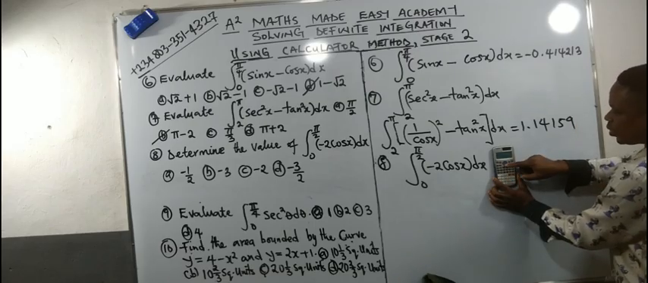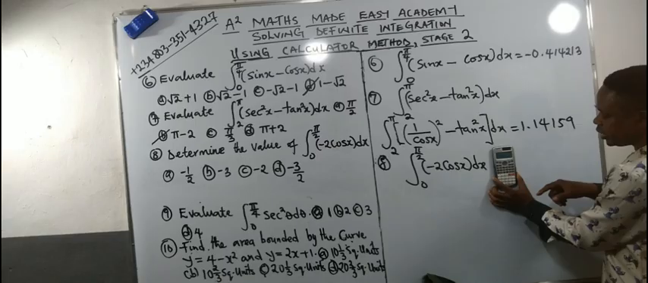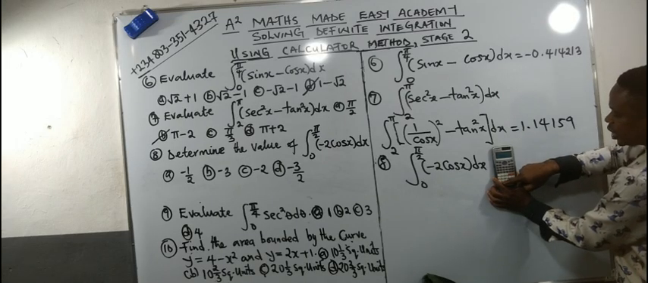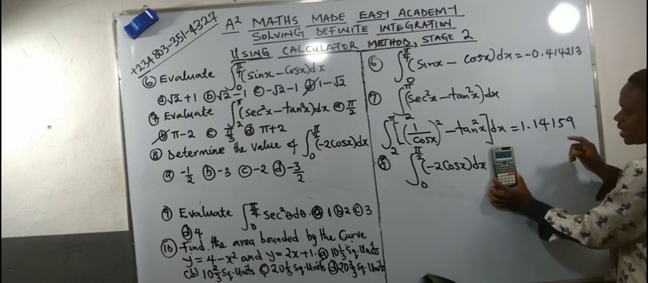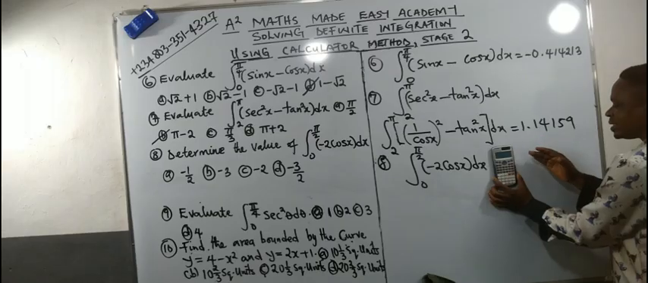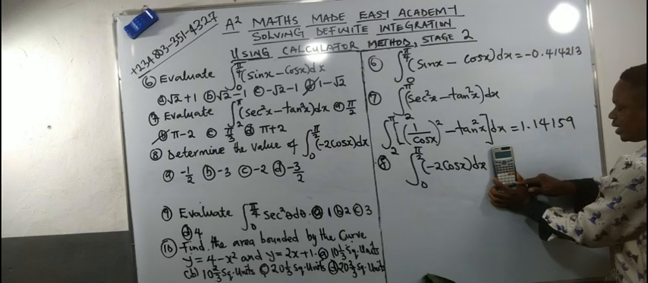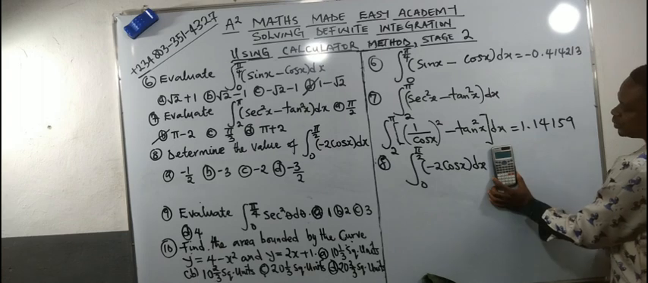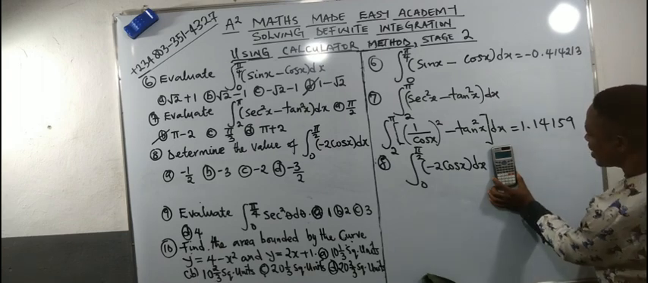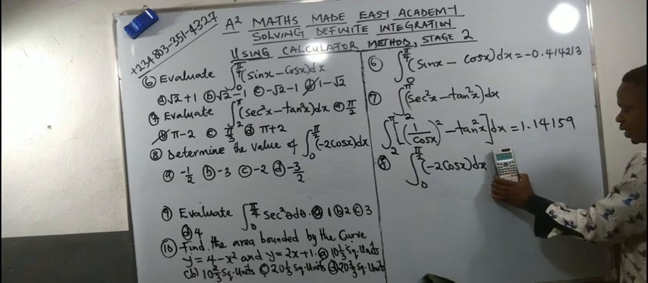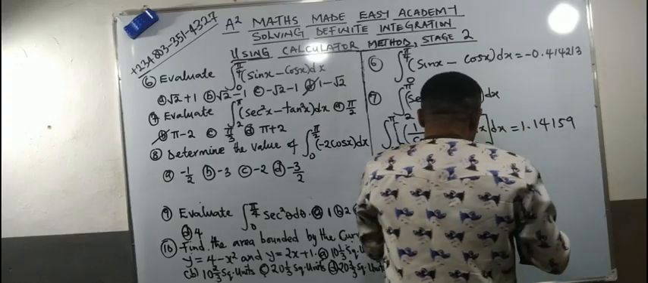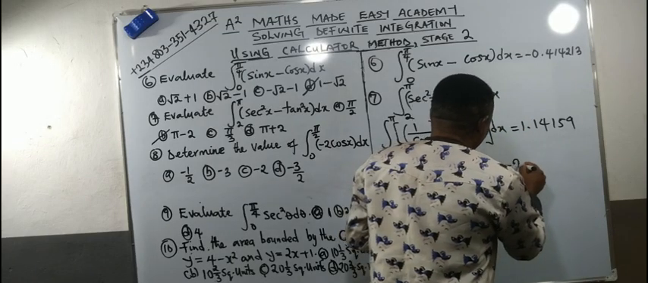I will scroll down. I'll move to the lower limit. What's the lower limit? 0, which means I'll punch 0. Finally, can you see that what is in the calculator is exactly what is on the board? Finally, punch equal to. So the answer is minus 2. Wow. Let me write up minus 2.